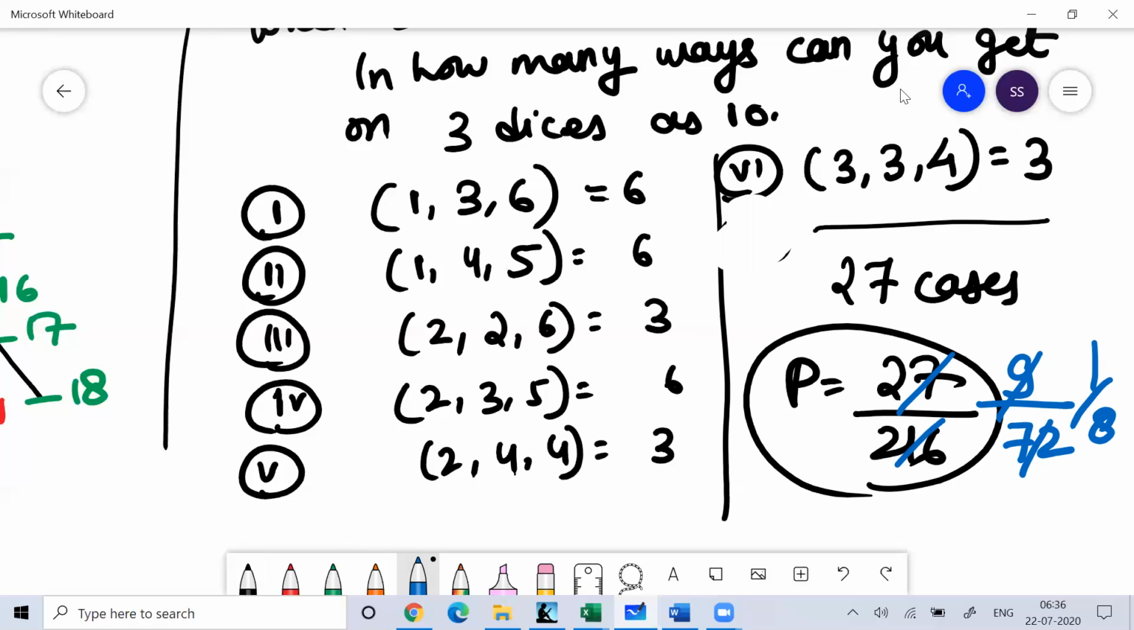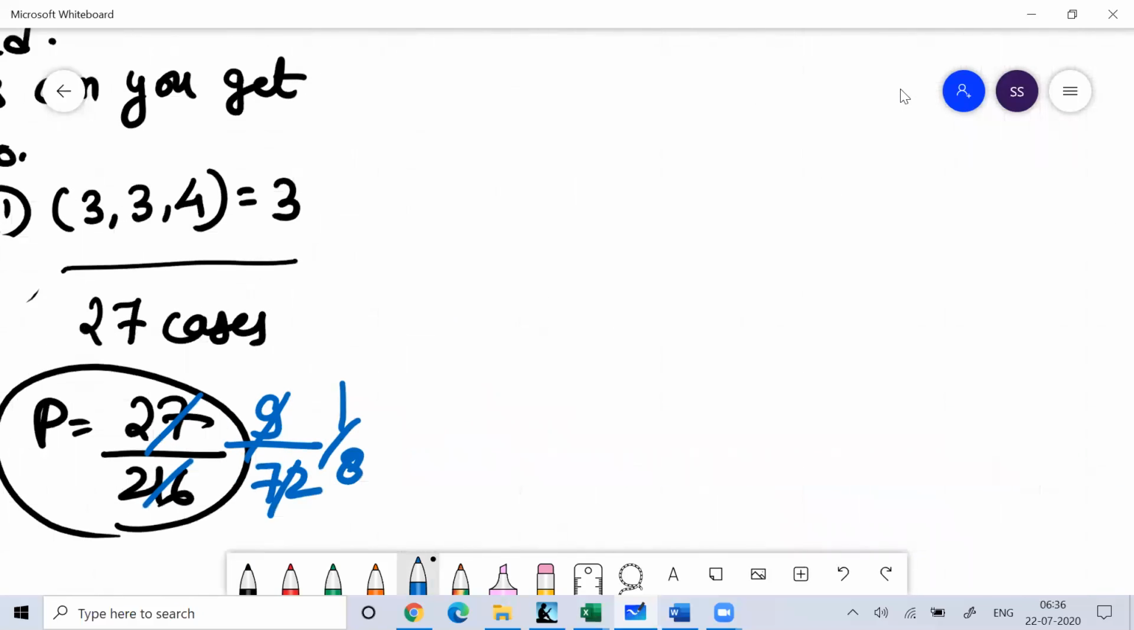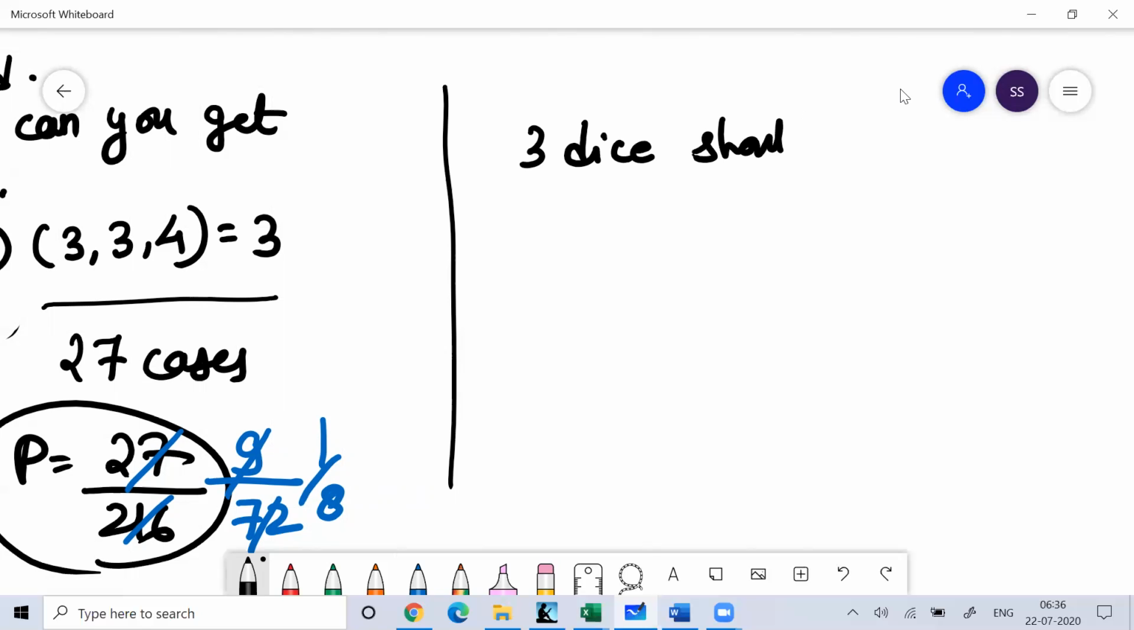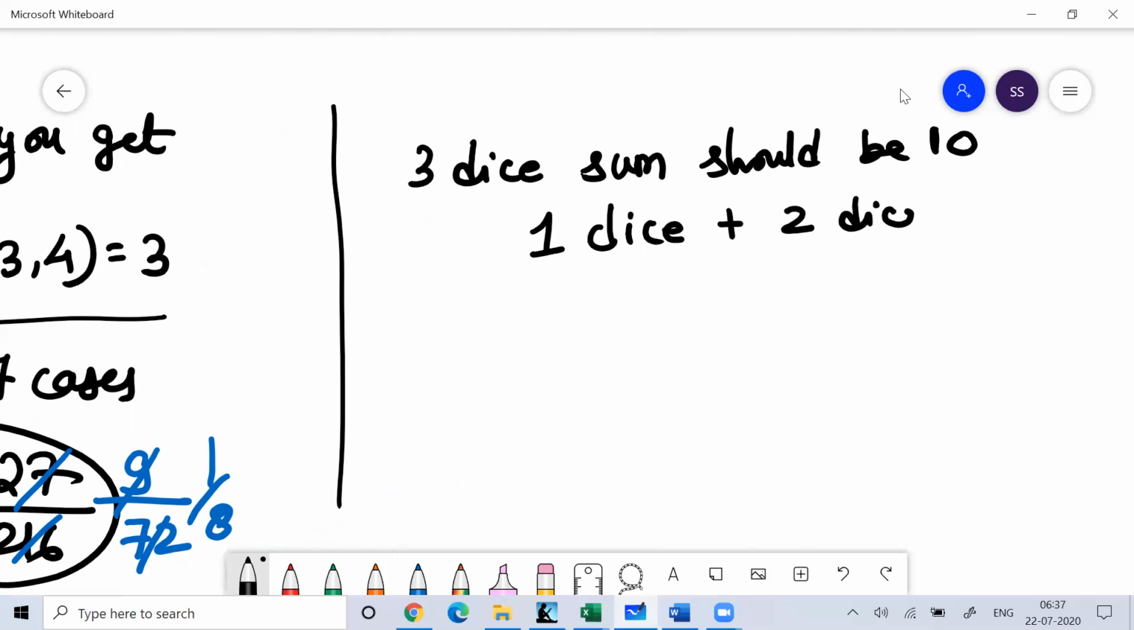So anyway, going further, the same problem you could have done in another way also. Whenever you get 3 dice, the sum should be 10. So this is what you can do. You can break the problem as a 1 dice plus 2 dice problem.